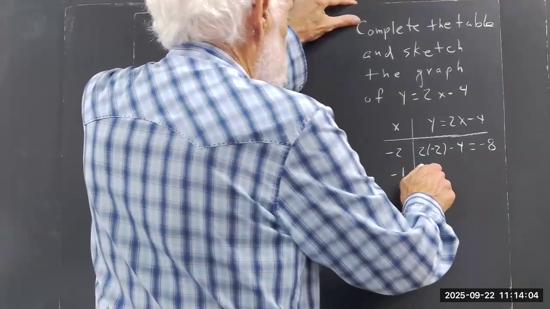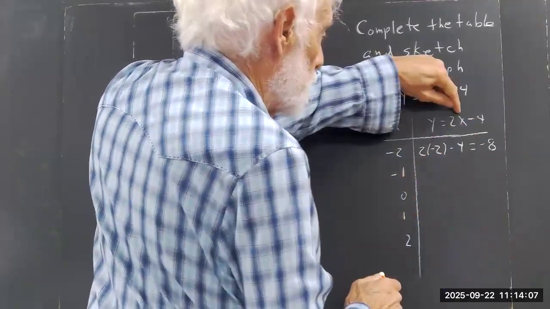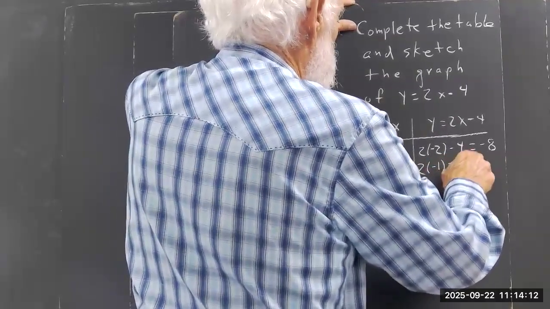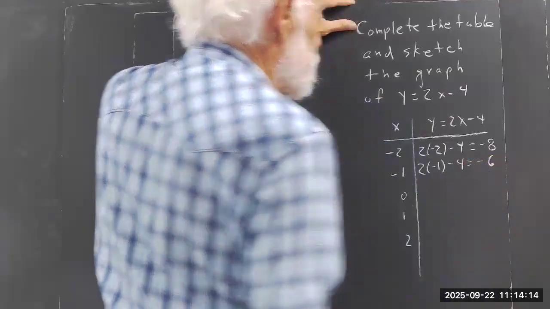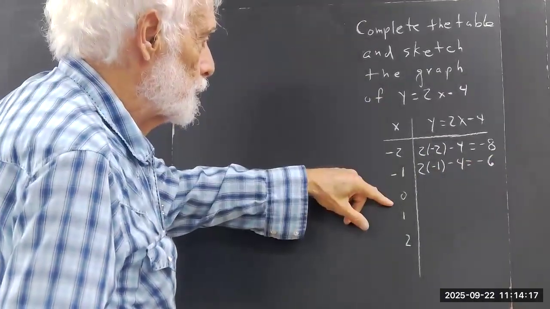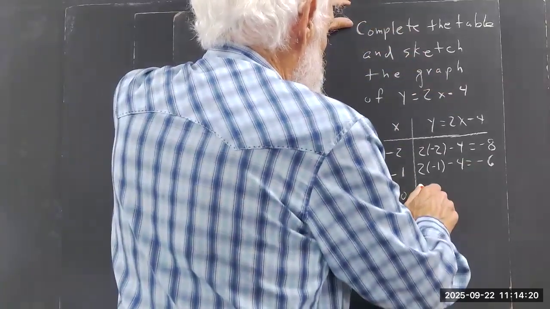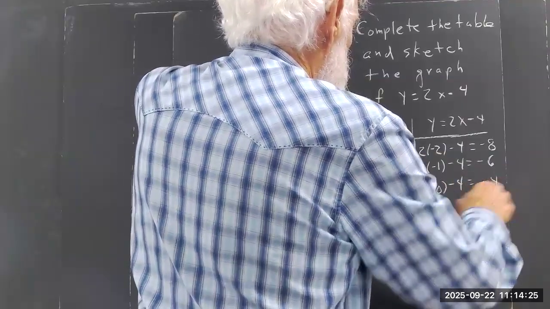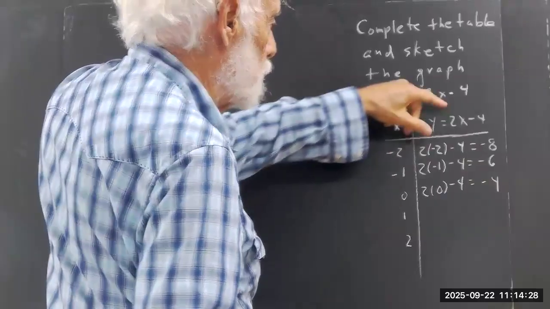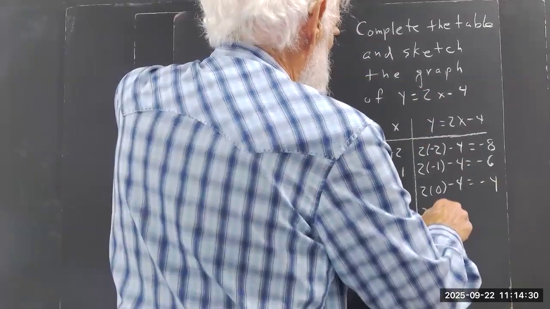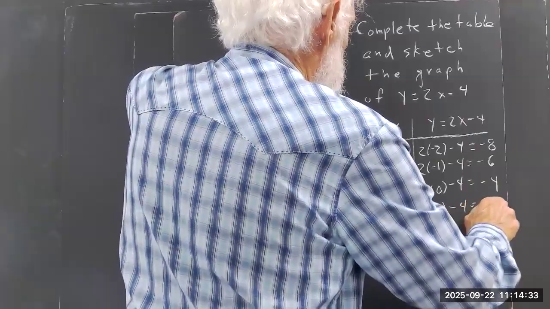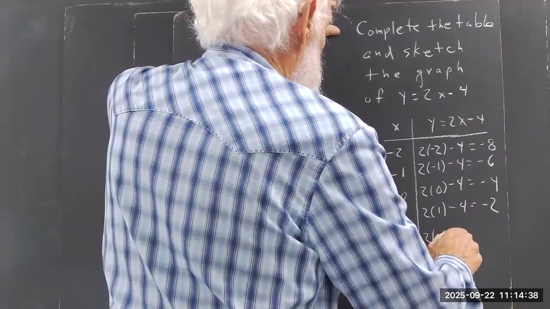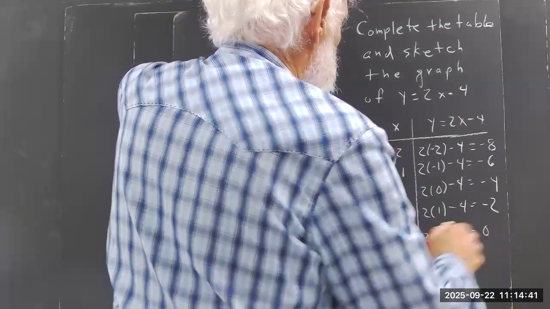Then if x equals negative 1, you replace x with negative 1. That gives you 2 times negative 1 minus 4. That's minus 6. Then x is 0, so you replace x with 0. You get 2 times 0 minus 4, which equals negative 4. If x is 1, you replace x by 1. You get 2 times 1 minus 4 equals negative 2. And then replacing x by 2, you get 2 times 2 minus 4 equals 0.